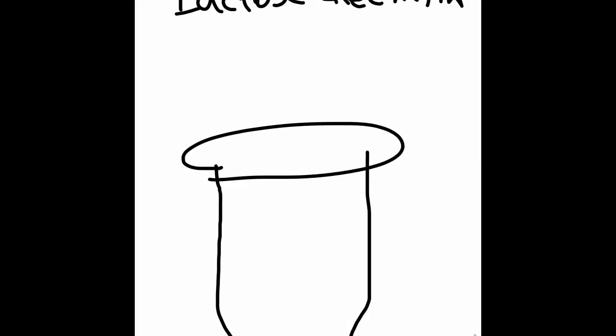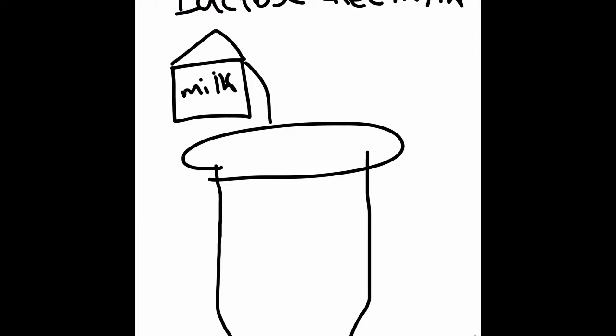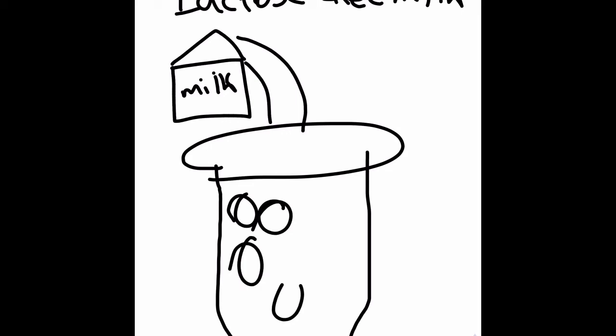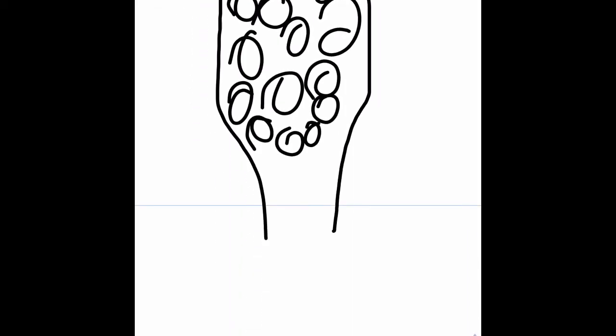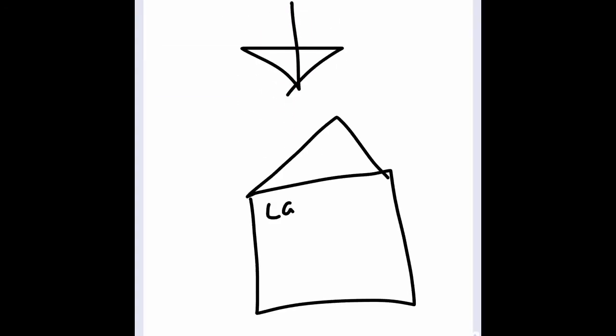An example of immobilized enzymes being widely used in industry is lactose-free milk. Milk is repeatedly poured over beads with lactase, and because of this, the lactose is broken down into glucose and galactose. This then produces lactose-free milk.